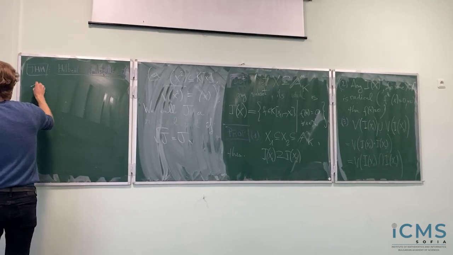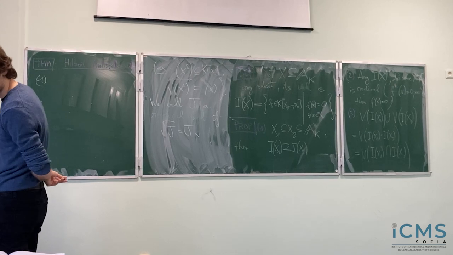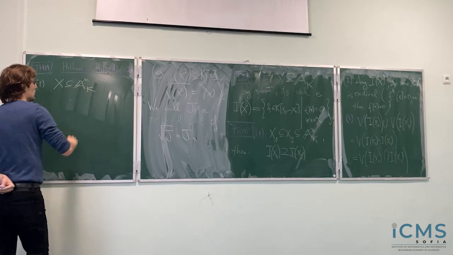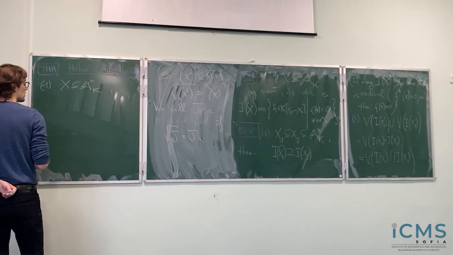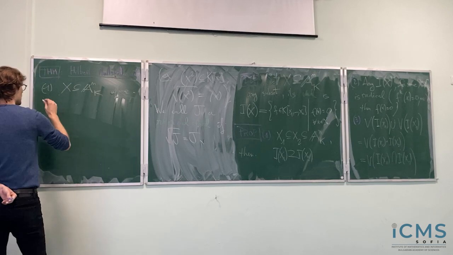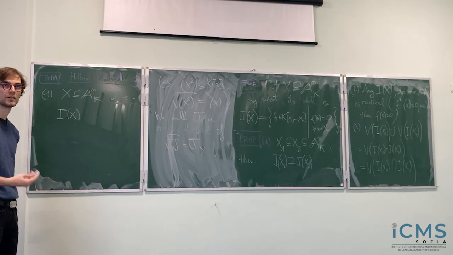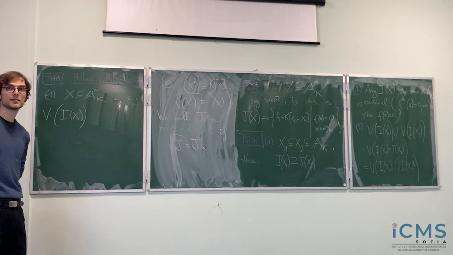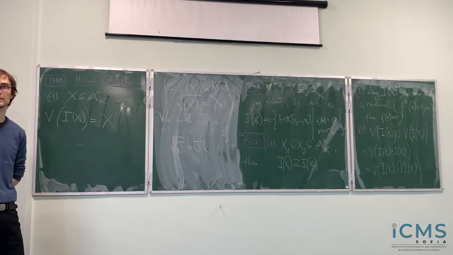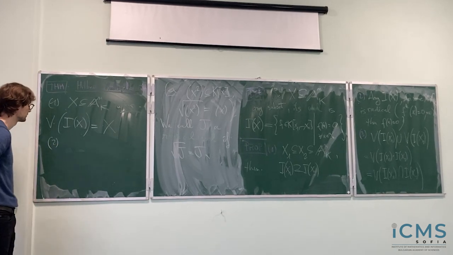It has several parts, or at least we can digest it in several parts. First of all, what happens if I take an affine subset S? What if I take its ideal, and then I take its zero locus? Well, this will give me back S. So this is a theorem, but it's pretty easy.